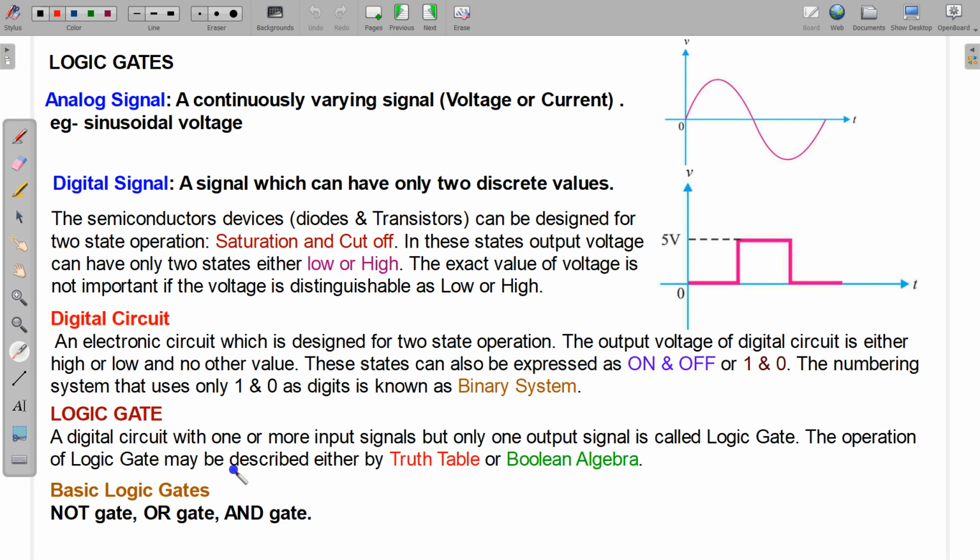The operation of a logic gate may be described either by a truth table or by Boolean algebra. Those logical relationships we can describe using a table known as a truth table. We are going to see this further. So Boolean algebra or truth table, these are the two ways in which we can describe the operation of a logic gate. There are three basic logic gates: NOT gate, OR gate and AND gate.